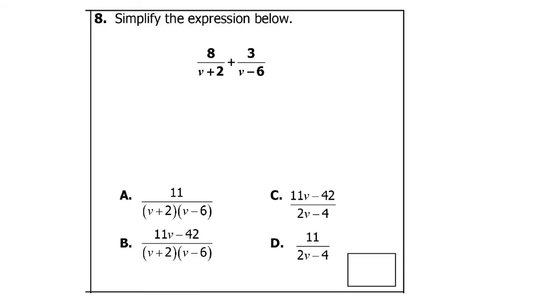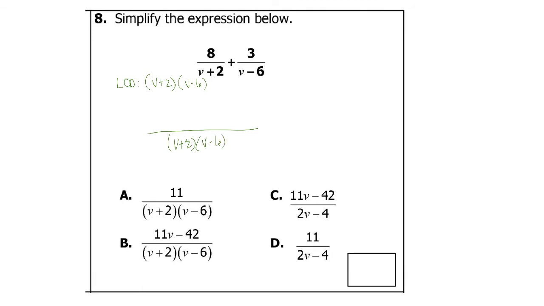Okay, for our next problem, same idea. Still, we need to go through and find our least common denominator. And so here, picking that out, for the first denominator I see is v plus 2, and the second one I see is v minus 6. So my new denominator is v plus 2 times v minus 6.